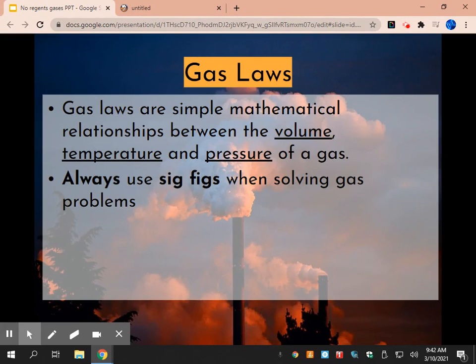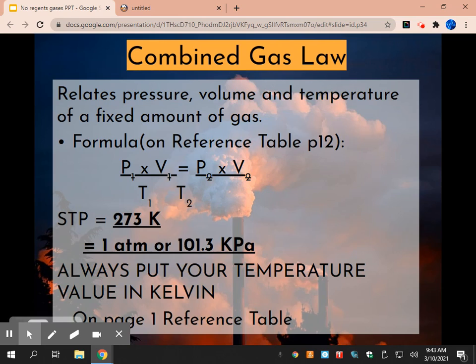Today we're going to talk about gas laws. There's a few different gas laws that we're going to talk about in this unit. Gas laws are simple mathematical relationships between volume, temperature, and pressure of gases. When we do these problems, we're always going to want a sig fig. So what we're going to do is set up a series of different problems to figure out, okay, if I have this volume and this temperature, what pressure would this gas be using these gas laws?